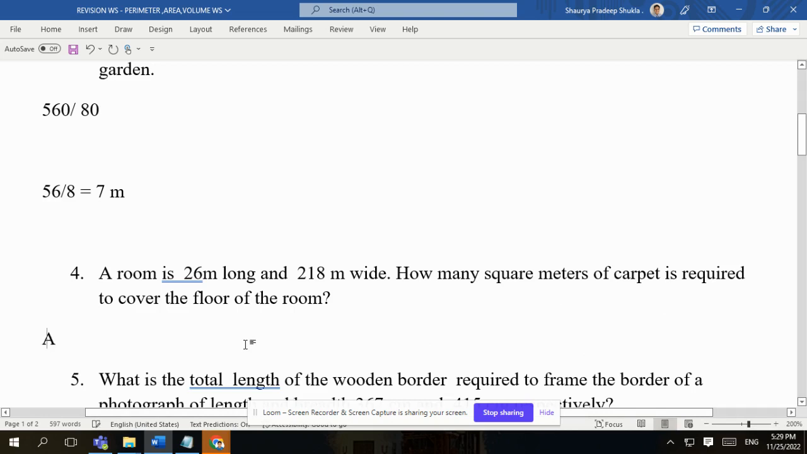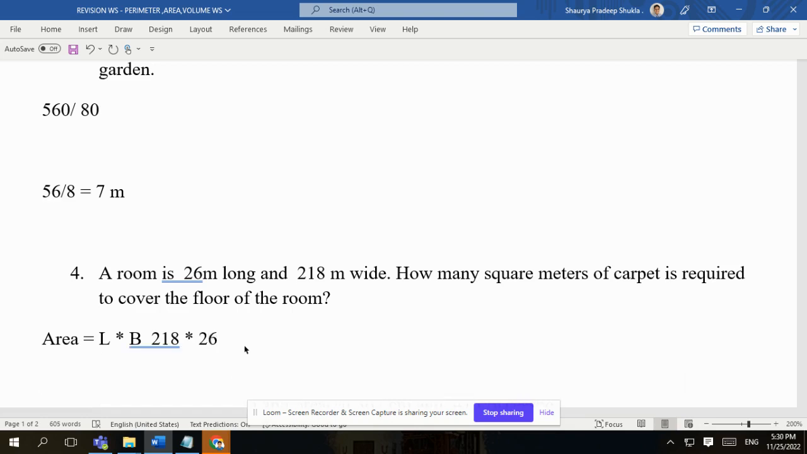We all know the formula of area. Area is nothing but L multiplied by B. If I do L multiplied by B here, that is 218 multiplied by 26. Now this is something you have to solve, guys. You need to use your techniques of multiplication, and then you will get it. I'm not going to solve this. Just do this multiplication, and you'll get the answer.